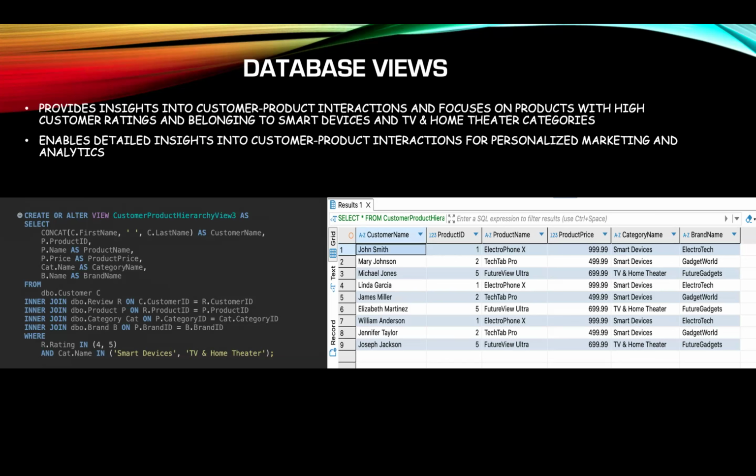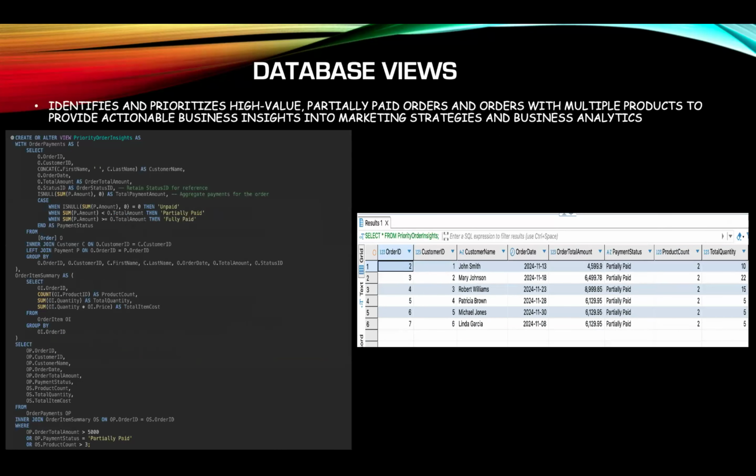And the output columns consist of customer name, product ID, product name, product price, category name, and brand name. Next, priority order insights. This view identifies and prioritizes high value orders, partially paid orders, and orders with multiple products. This also solves the business problem by simplifying the process of identifying high priority orders based on value, payment status, and order complexity.